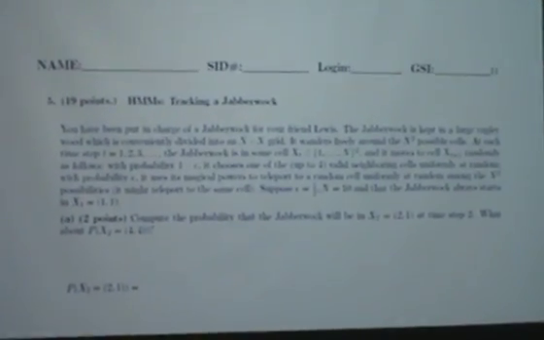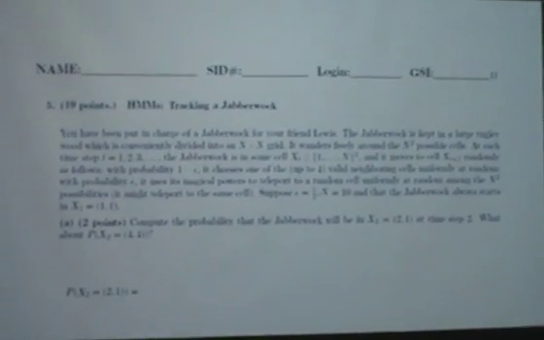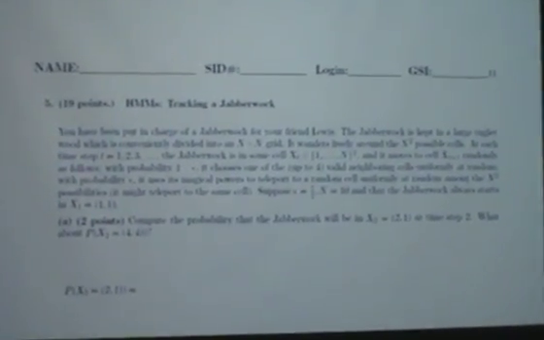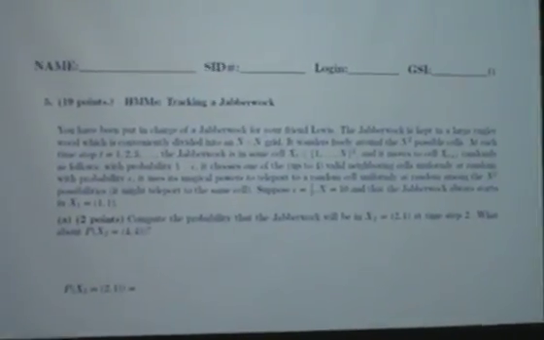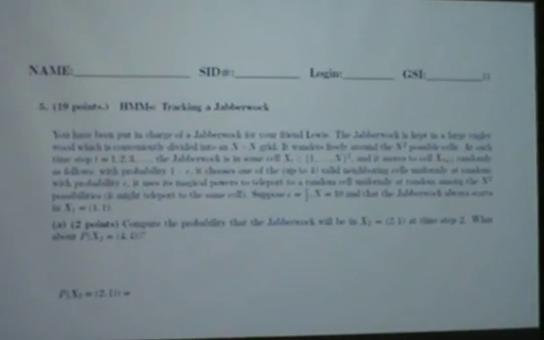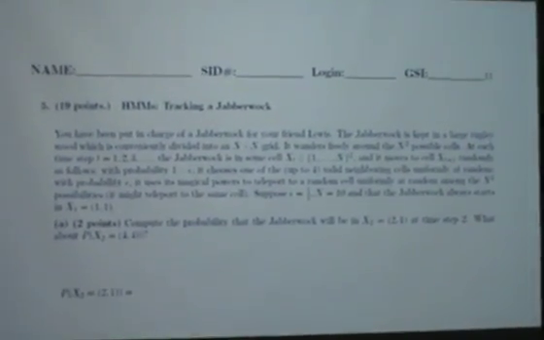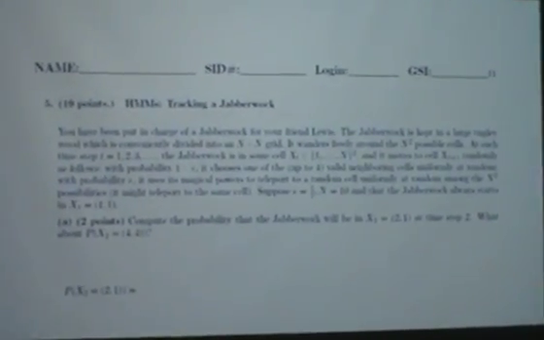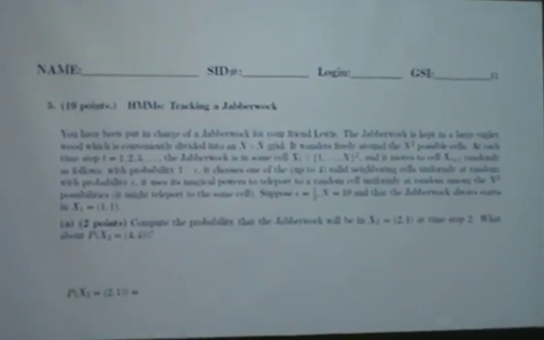X, the set of possible states, is within the grid. And he moves to another cell randomly with probability 1 minus epsilon. It chooses one of the up to 4 valid neighboring cells and moves uniformly at random. With probability epsilon, it uses its magical powers to teleport to a random cell uniformly, and it could teleport back to where it started.